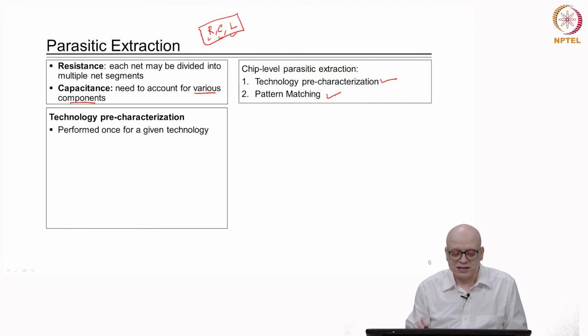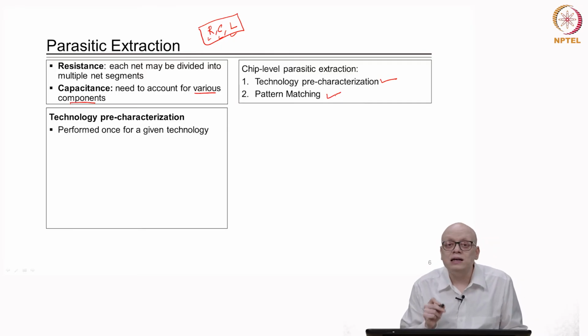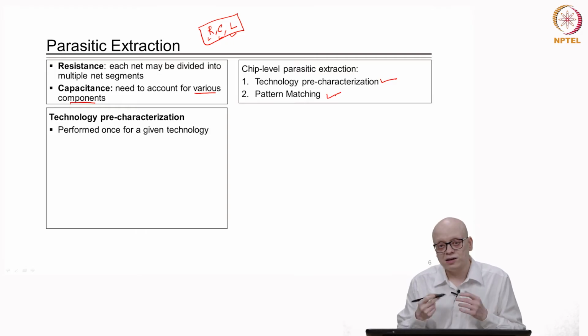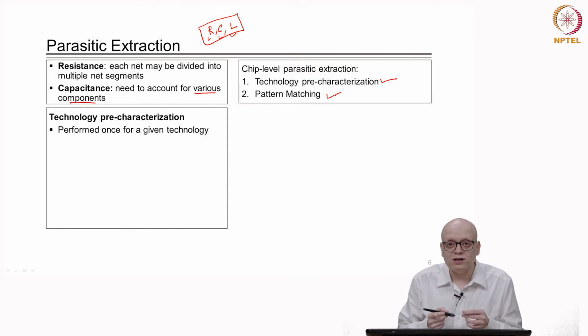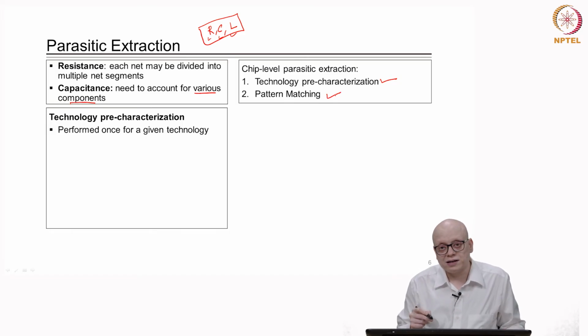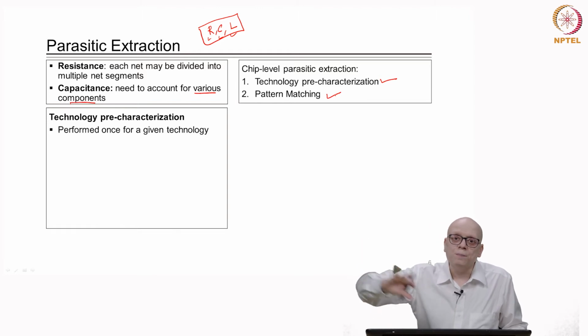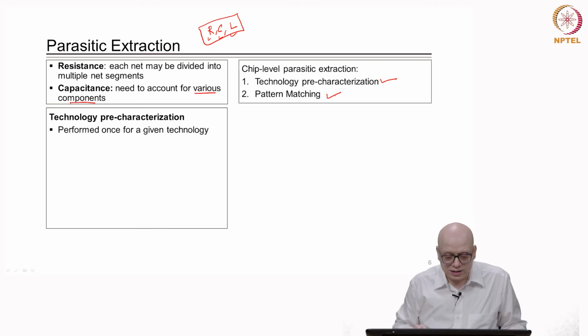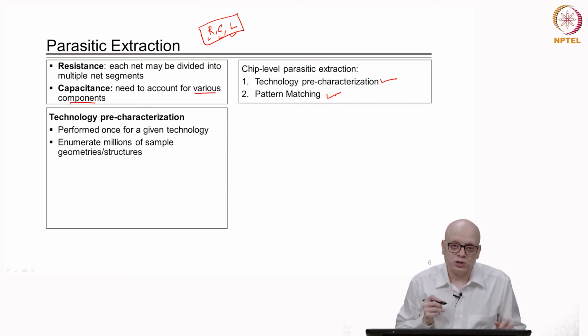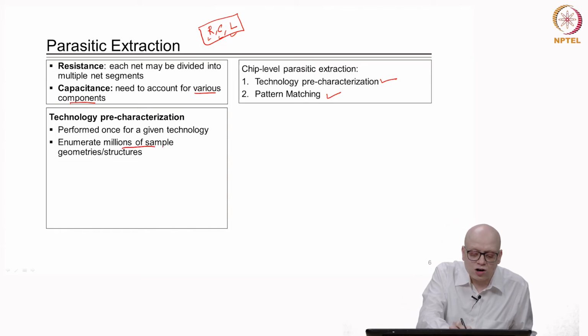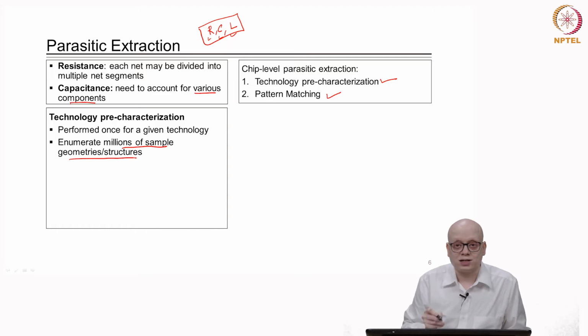Technology pre-characterization is performed only once for a given technology. Maybe when, say, 7 nanometer technology is being developed, then we have to do technology pre-characterization for that given technology, and subsequently the information that comes out of pre-characterization for a given technology will be used for many designs. Now, what is done in the pre-characterization step? In pre-characterization, the tool will enumerate millions of sample geometries and structures.